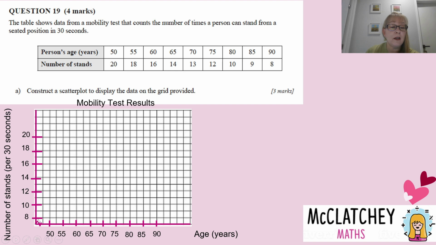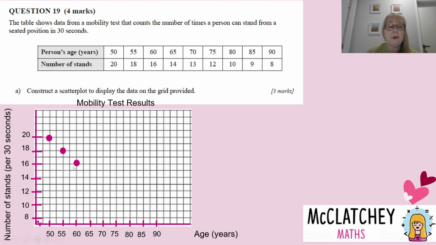Notice I've started this one here at number 8. I could have started once again at 0 down the bottom, but if I've put a break in the axis down here, I can cut across that little corner and have a break in both axes, and it makes it much more efficient for graphing. Okay, so let's graph our first point. It's 50, 20. Our next point is 55, 18.